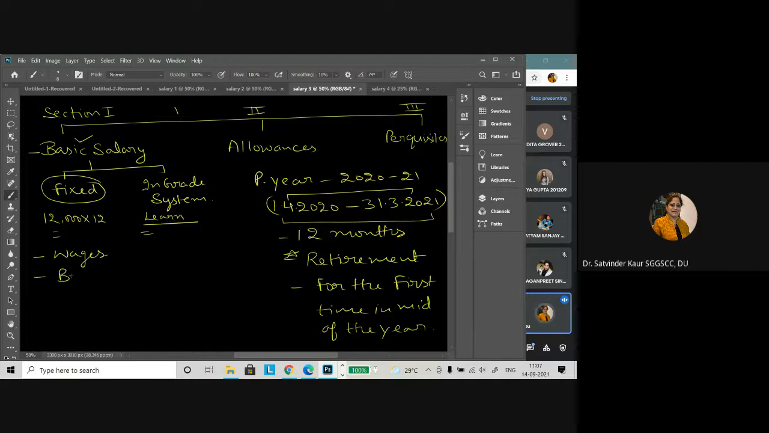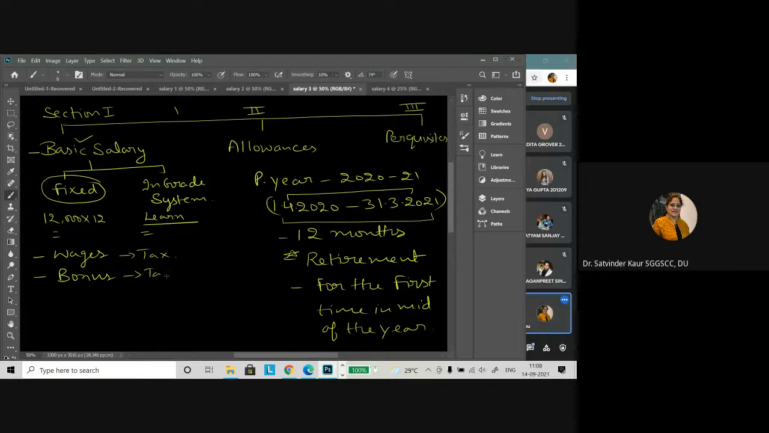Another form of receipt can be in terms of bonus. Bonus can be given in one lump sum payment. Bonus can be given on certain occasions. So whatever amount you have received on account of bonus is going to be fully taxable.